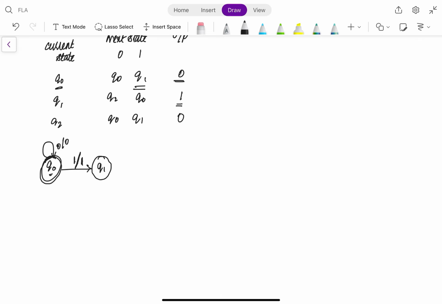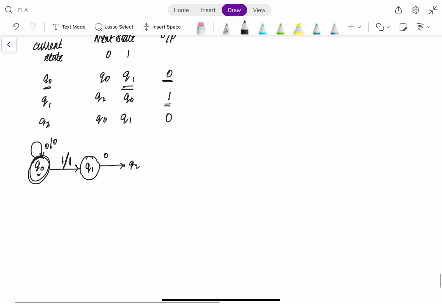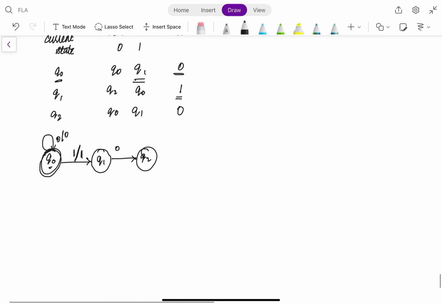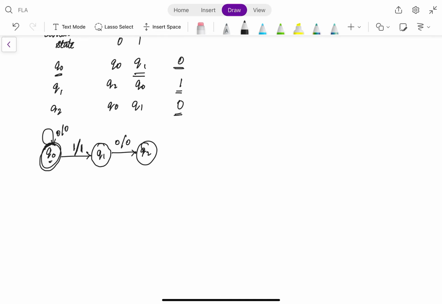Q1 on 0 goes to Q2. What is the output of Q2? 0. So the output is 0. Sorry, we are still on Q1. Q1 on 1 goes to Q0. What is the output of Q0? 0. So Q1 on 1 goes to Q0 and the output is 0.